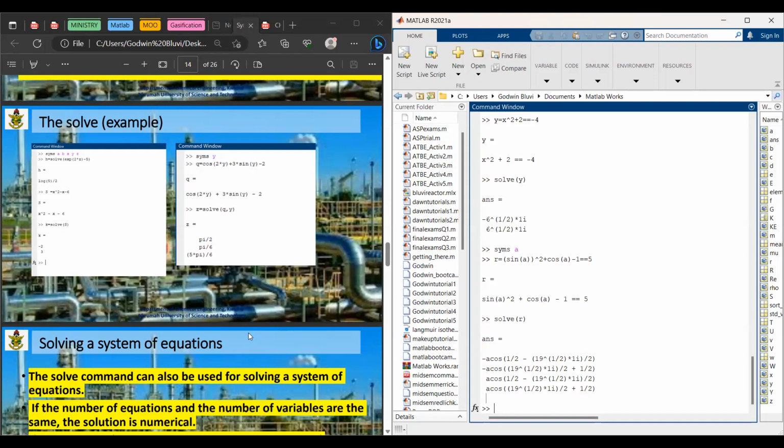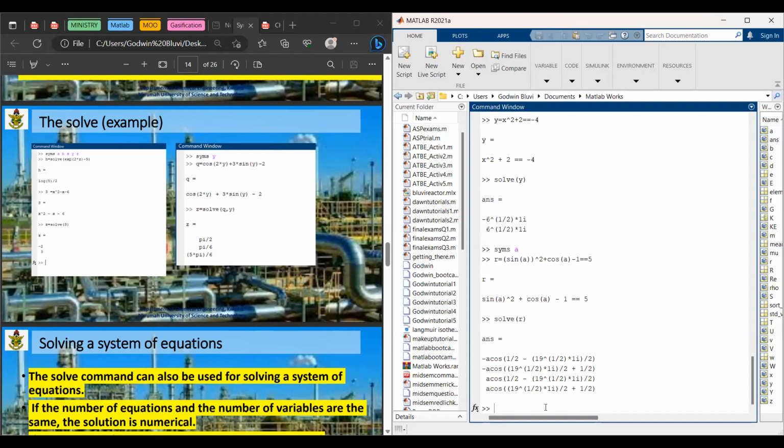We'll still get our answers, right? Let's say we do R is equal to that. You mean that if we don't type syms A, and then we just come and say R is equal to that, solve R, are we going to get our answers? Yes, is that what you mean? We will not get our answers because MATLAB cannot identify this.